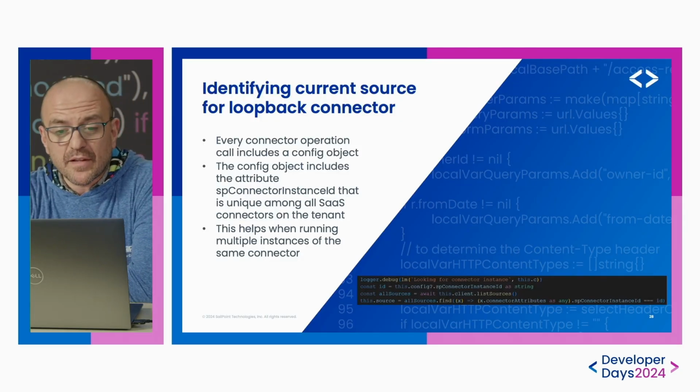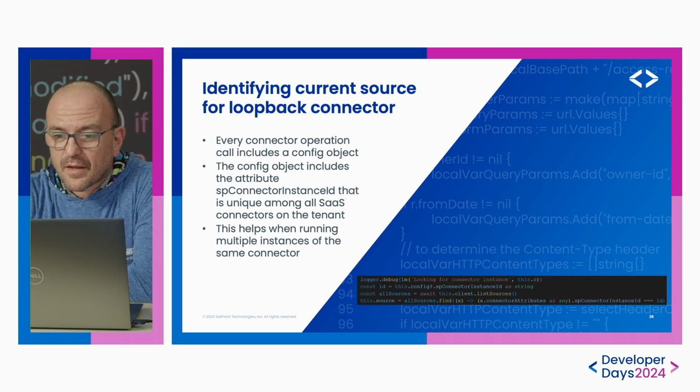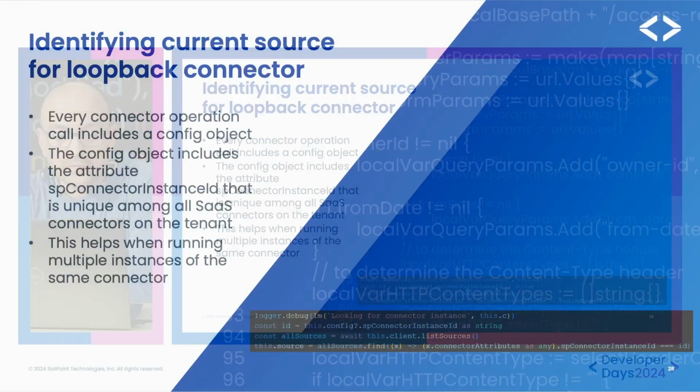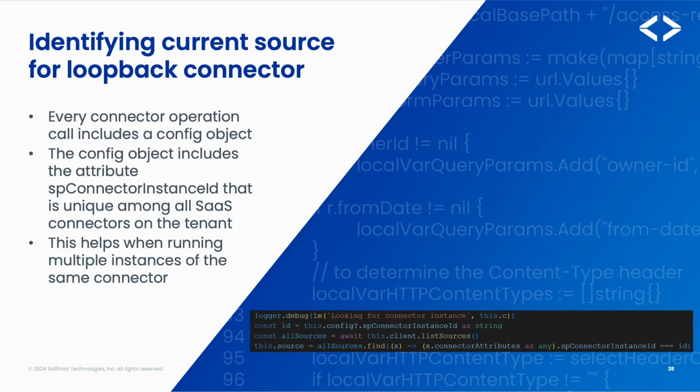This is something that has been bothering me for a long time, but I finally realized that there was a way to do it. I'm talking about identifying the ISC source that is actually calling the current runtime. When working with loopback connectors, this could be required because you must have a way to differentiate multiple sources of the same connector. In order to identify the source, you just need to list all sources and find the one that matches the config.spConnectorInstanceId value. In this particular connector, it was a must since we needed to read back from previously aggregated accounts. Okay, so let me show you real quick.